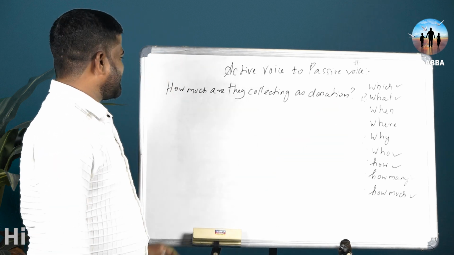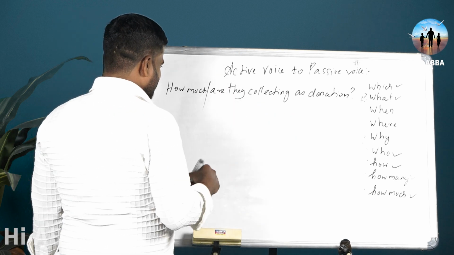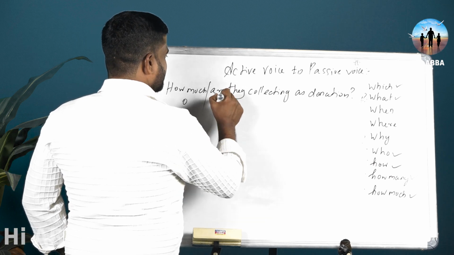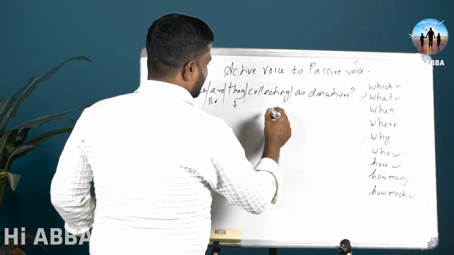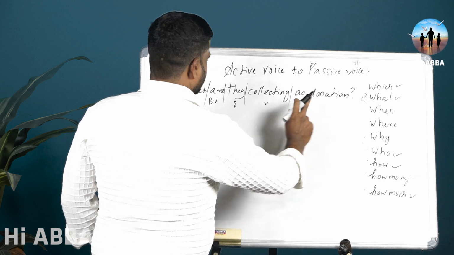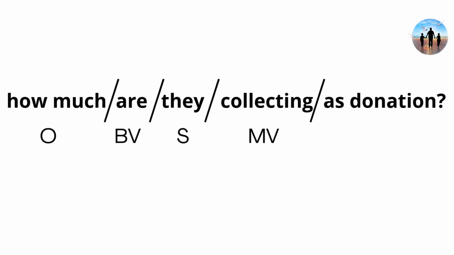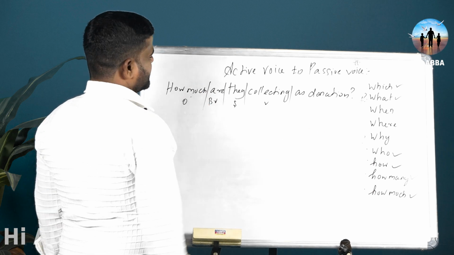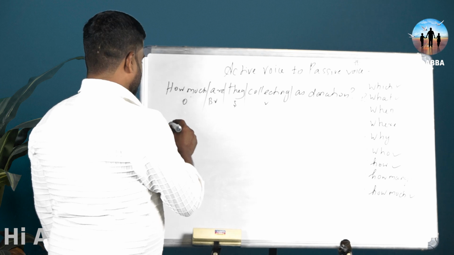Now consider this sentence: how much are they collecting as donation? Now this how much is actually a WH question form, but it is the object here. Are is the be form verb, they is the subject, collecting is the verb. This can be changed into passive voice. This is considered as the object. We don't misplace them or change their places. We write it as it is, how much.